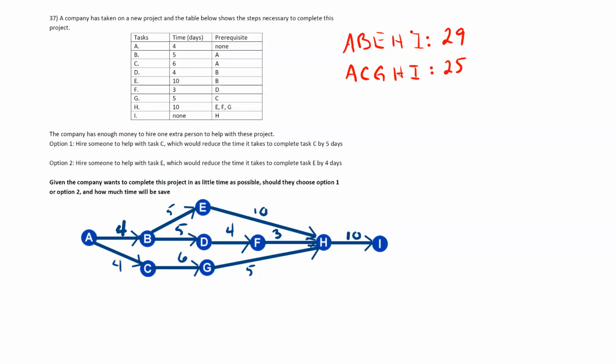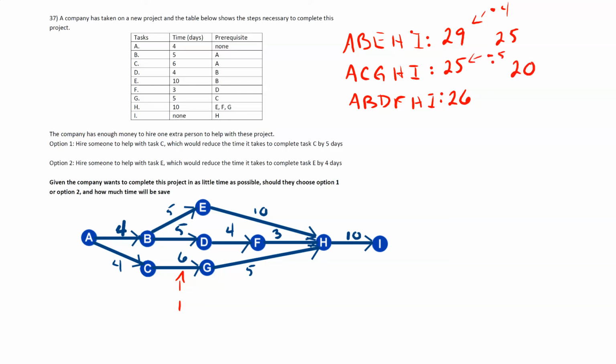Those are the starting points for us. Let's look as well at the third path, and the weight of that path is 4 plus 5 is 9, plus 4 is 13, plus 3 is 16, plus 10 is 26. As it stands right now, the critical path is 29 ABEHI. If we followed option 2, it would reduce task E down to 6, which would remove 4 from the total of that critical path, which would take it down to 25. So that's option 2. Option 1 reduces task C to 1 day, taking 5 out of that total, which would take it to 20.